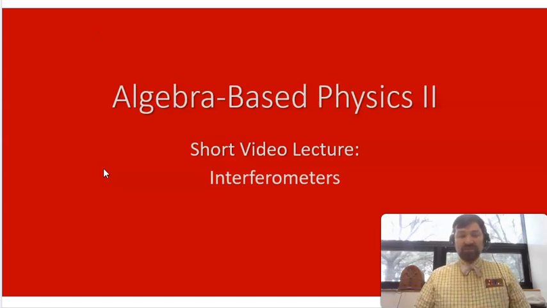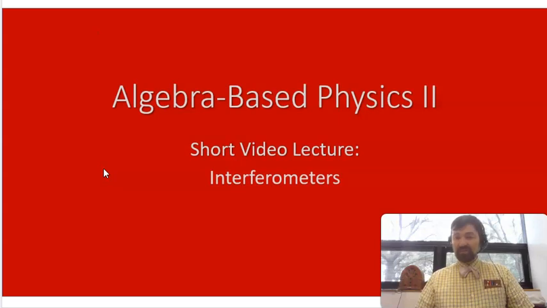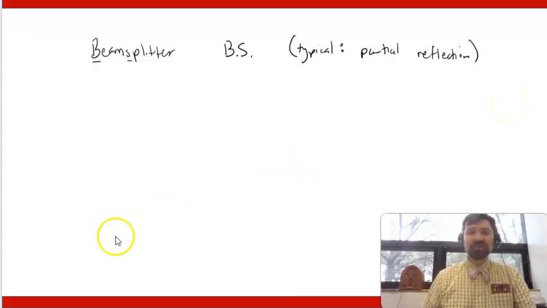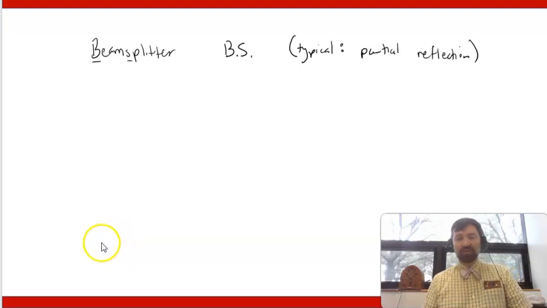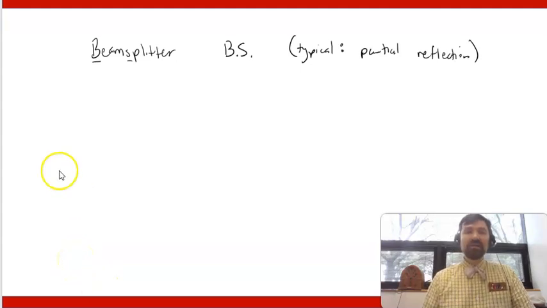Today's video we're going to be talking a bit about interferometers, and I'm going to talk a little bit about the principles of interferometers in general, and then I'm going to focus a bit on the particulars of the Michelson interferometer. Okay, interferometers in general basically involve splitting a beam into two pieces and then rejoining that beam some time and distance later.